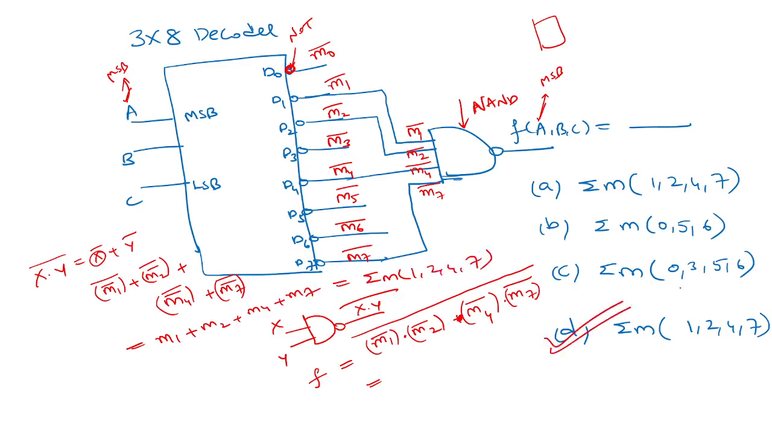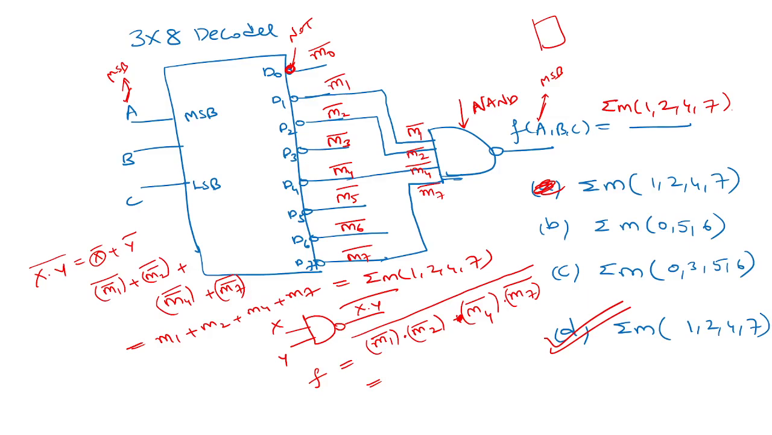So 1, 2, 4. Oh, option A and option D are the same. Okay, no problem, this is a typo. So that's the answer, right? Sigma M 1, 2, 4, 7.